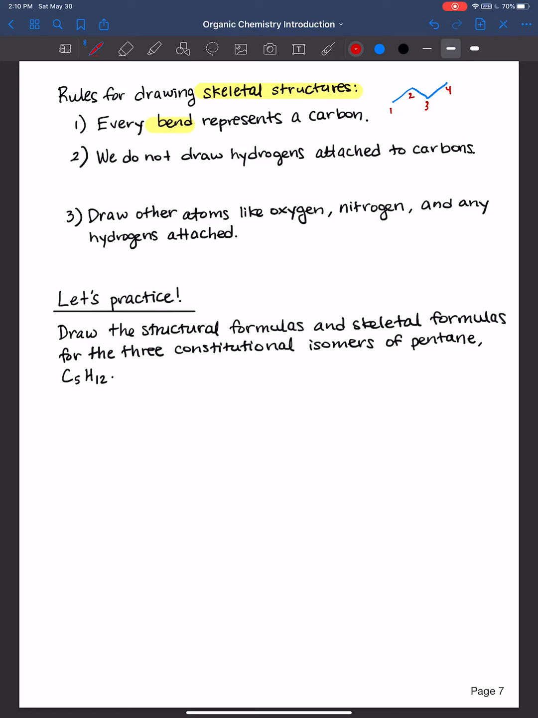All right, so we do not draw hydrogens attached to carbons. It's going to save us a lot of time, right? We mentally supply them knowing that carbon always needs 4 bonds.